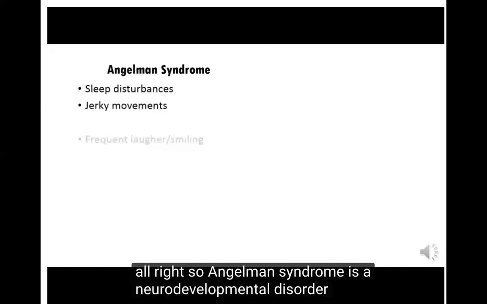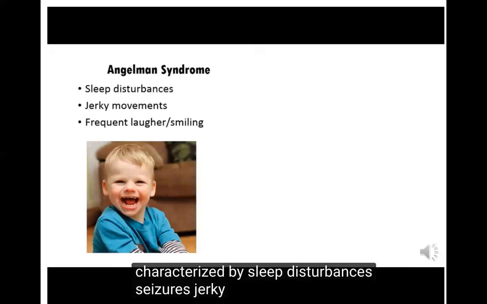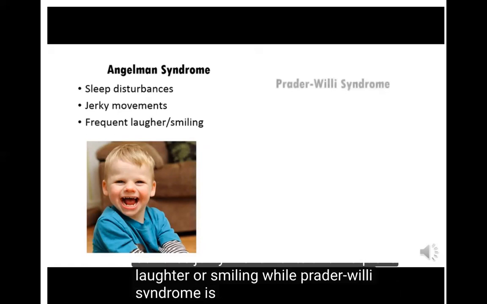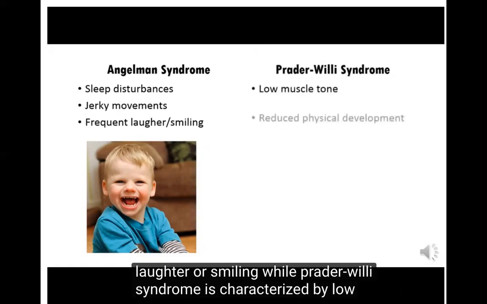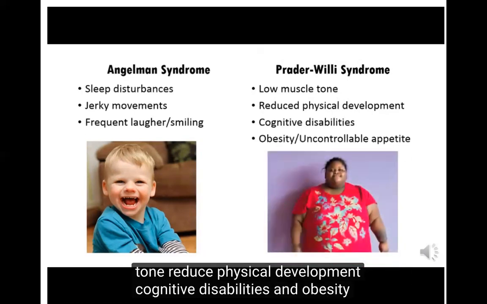All right, so Angelman syndrome is a neurodevelopmental disorder characterized by sleep disturbances, seizures, jerky movements, and frequent laughter or smiling, while Prader-Willi syndrome is characterized by low muscle tone, reduced physical development, cognitive disabilities, and obesity.